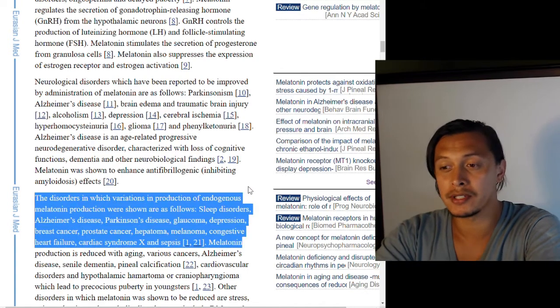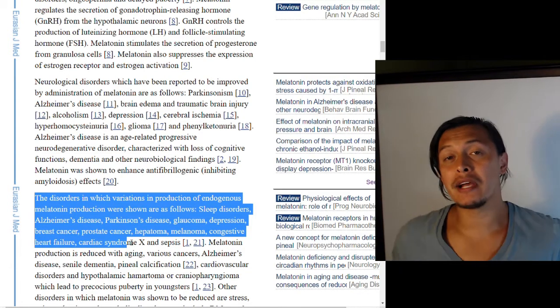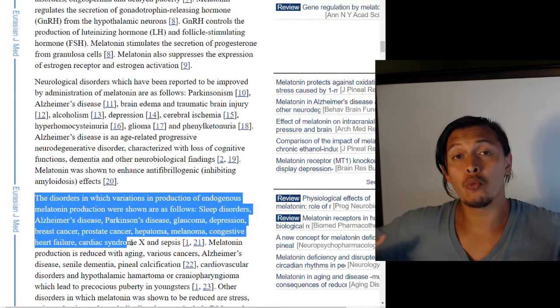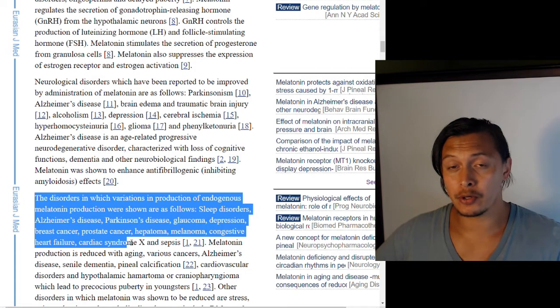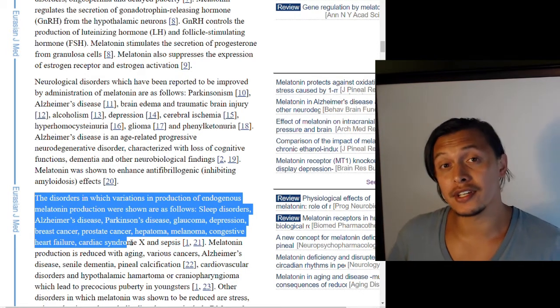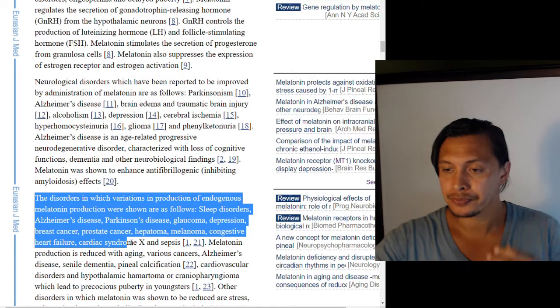So melatonin seems to be having a pretty wide range of effects, which makes sense for a hormone that is supposed to interact with a lot of these receptors throughout the entire body. It makes sense that there's going to be a lot of different diseases that are associated with the mismanagement of this particular hormone.